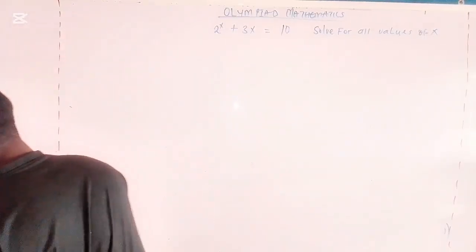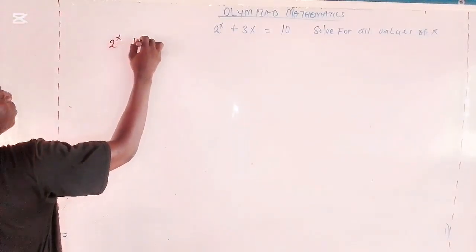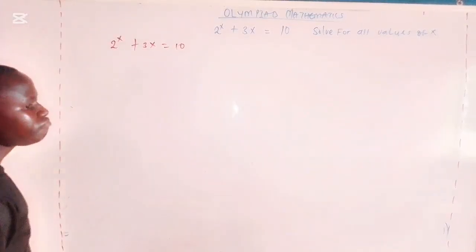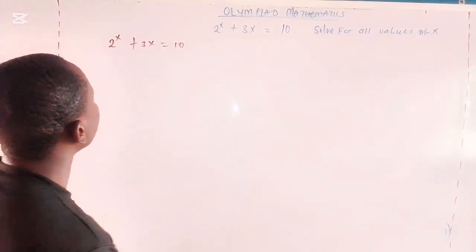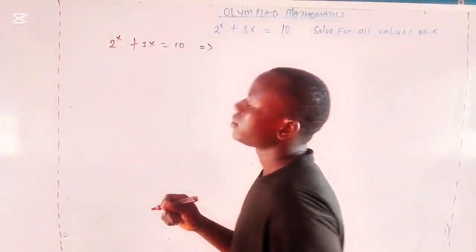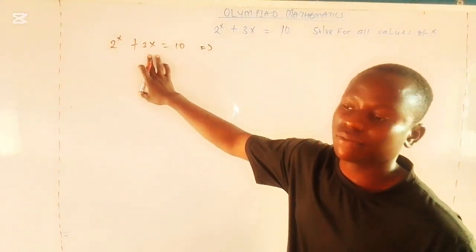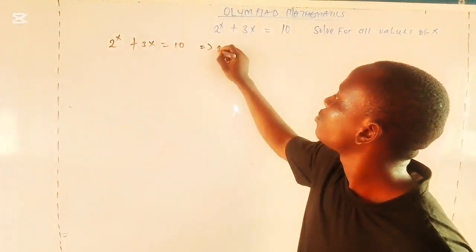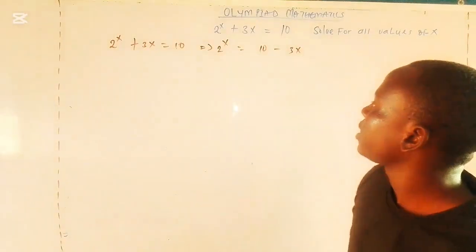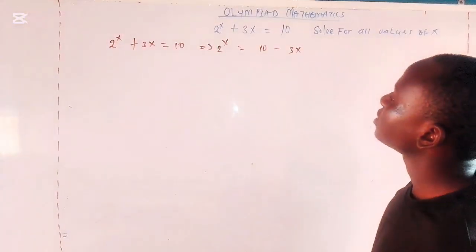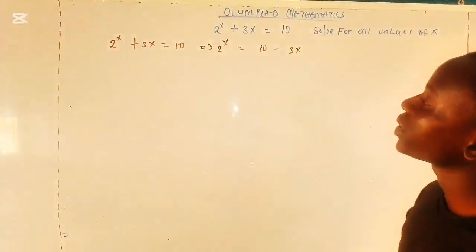All right. Now, here is the other method. We want to do it. So we have 2 raised to the power of x plus 3x is equal to 10. So how are we going to do this? This is what we are going to do. We can actually subtract 3x from both sides. So if we do that, we're going to have 2 raised to the power of x is equal to 10 minus 3x. Are we together? So then after that, we have 2 raised to the power of x here, which is equal to 10 minus 3x. So what can we do next?